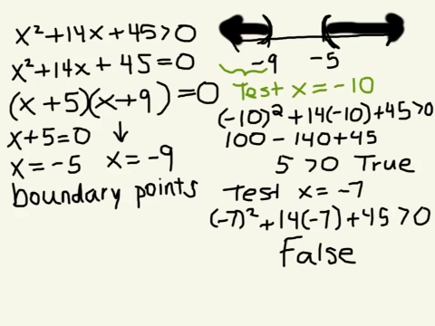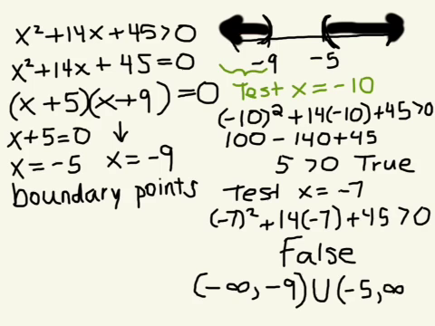Okay. And then the last thing would be to write your interval notation for those regions. So everything from negative infinity to negative 9 is shaded in that first segment. And then you want to put a U because there's a little gap. And then everything from negative 5 to infinity is shaded in the second segment. So that'd be your interval notation and a final answer as well.